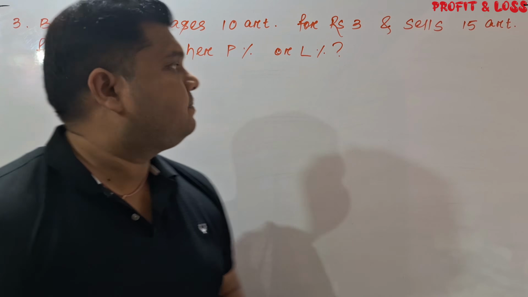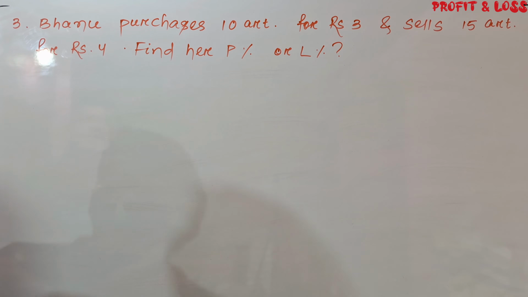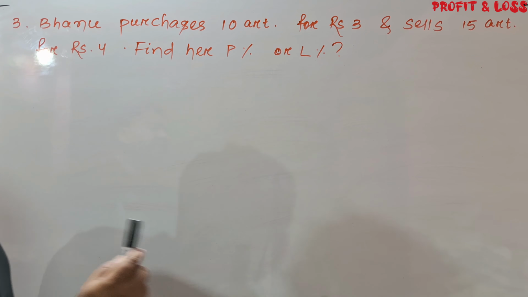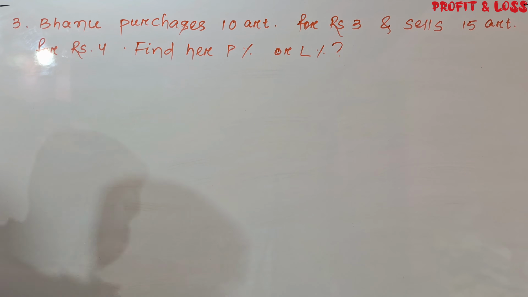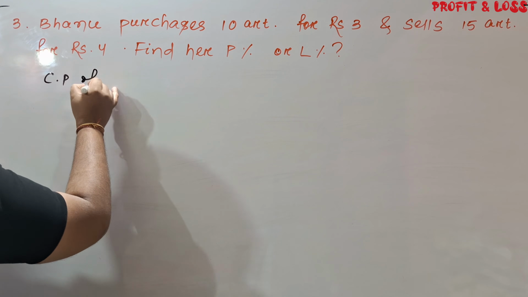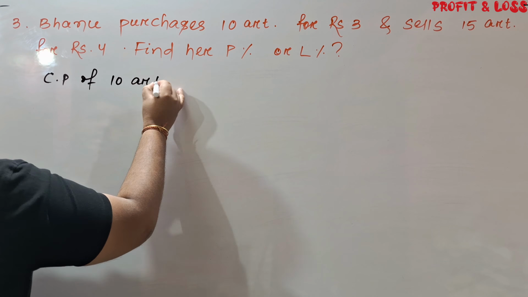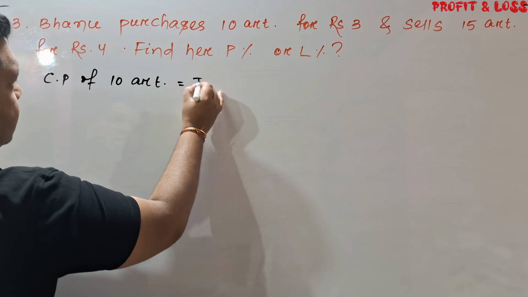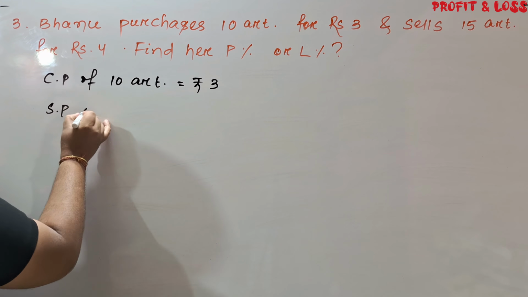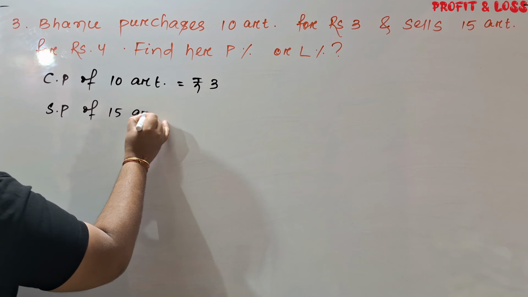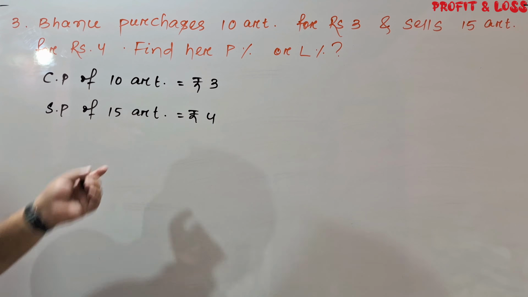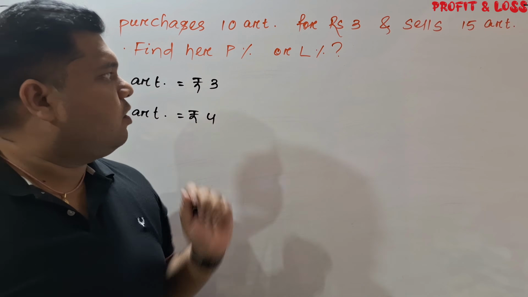Question number 3. In question number 3, it is given that Bhanu purchases 10 articles for rupees 3 and sells 15 articles for rupees 4. Means the cost price of 10 articles is given as rupees 3, and the selling price of 15 articles is given as rupees 4. Here we are going to find the profit percentage or loss percentage.